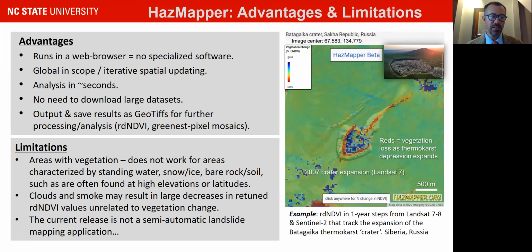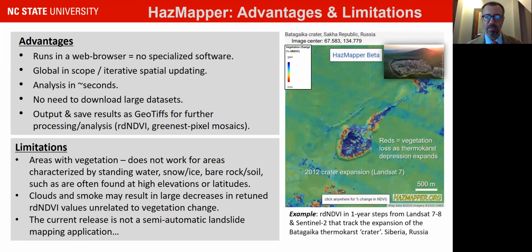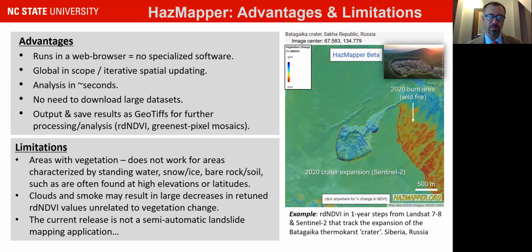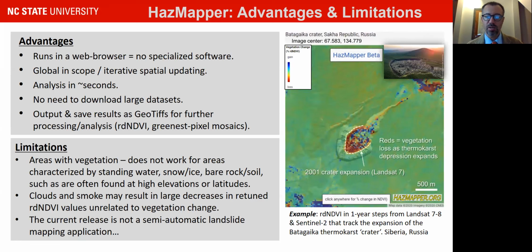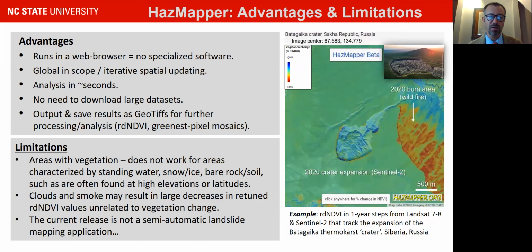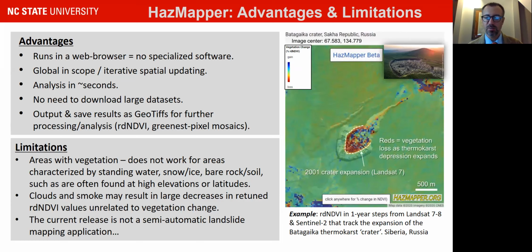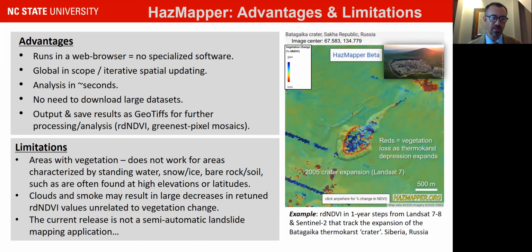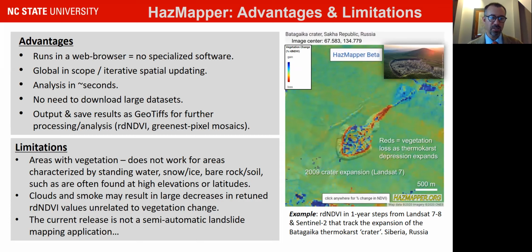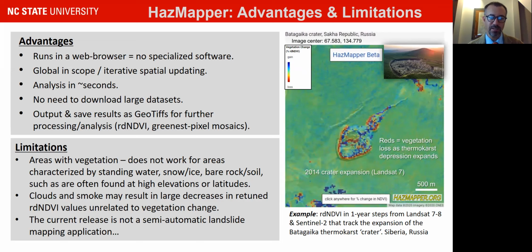The limitations: it's limited to areas with vegetation, right? Because we're using vegetation metrics, the NDVI. So it doesn't work for areas characterized by standing water, snow, ice, bare rock, and soil, such as are often found at high elevations or latitudes. So that is an obvious limitation. Clouds and smoke may result in large decreases in returned rdNDVI values unrelated to ground surface vegetation change, so that's something to be cautious of. And the current release is not a semi-automatic landslide mapping application, but we are working on that.